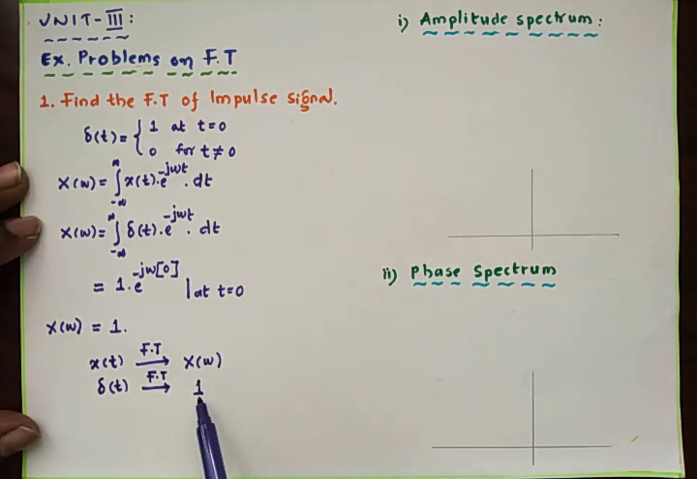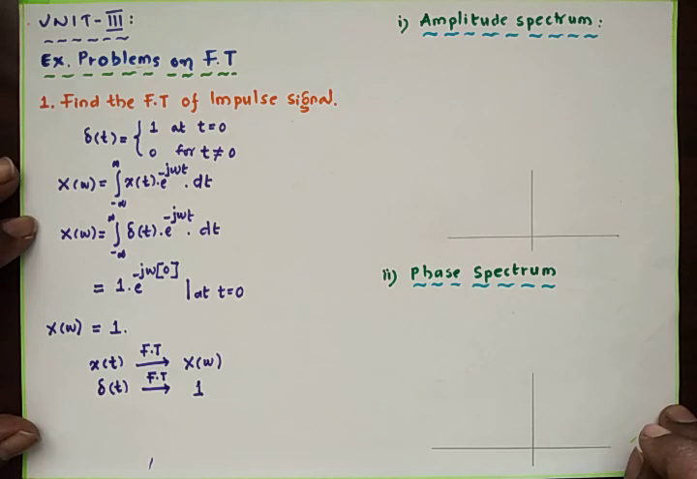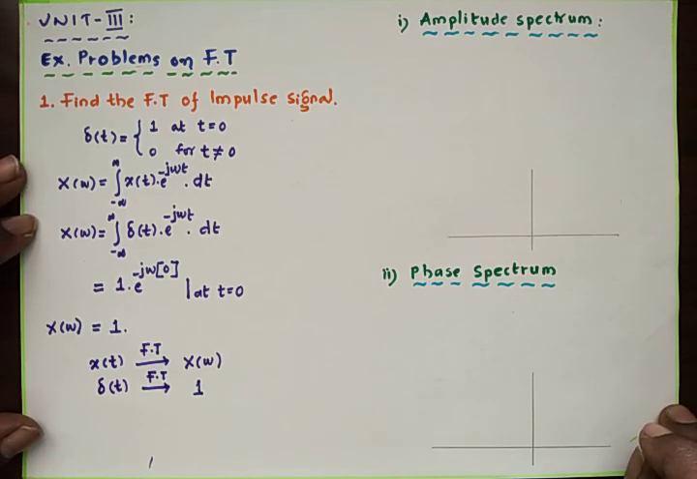Then what did we get? The Fourier transform we got is 1. Now this 1 is free from the time domain, so we can call it a frequency domain signal. So by applying the Fourier transform on the impulse signal, we get the frequency domain signal, that is 1.